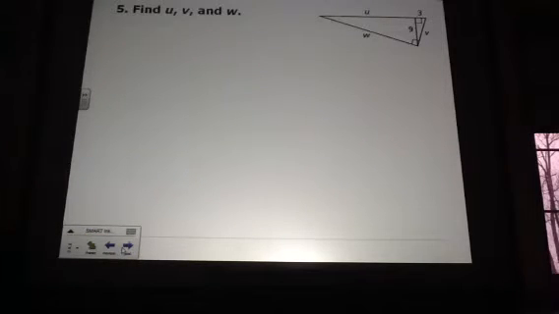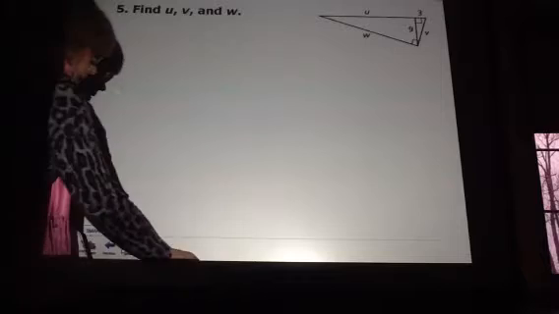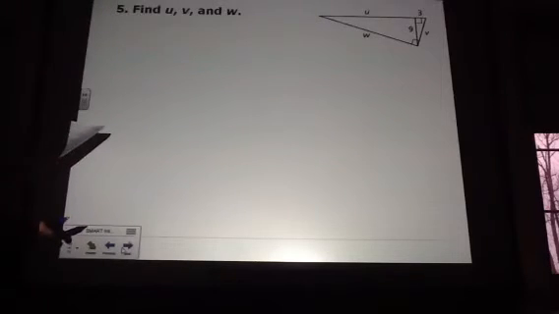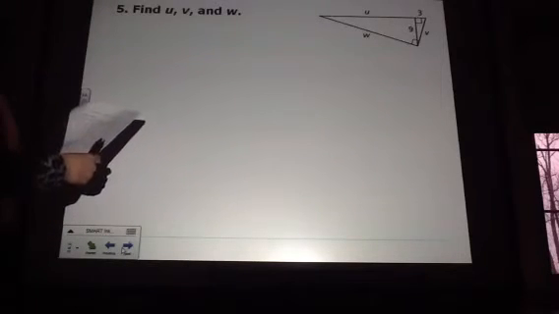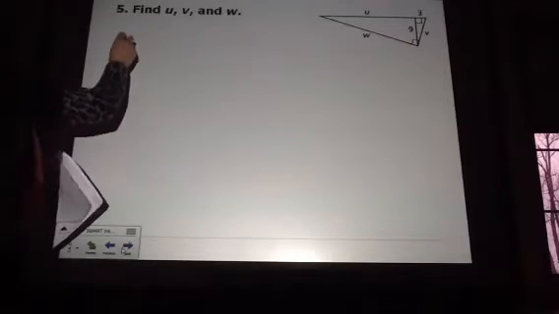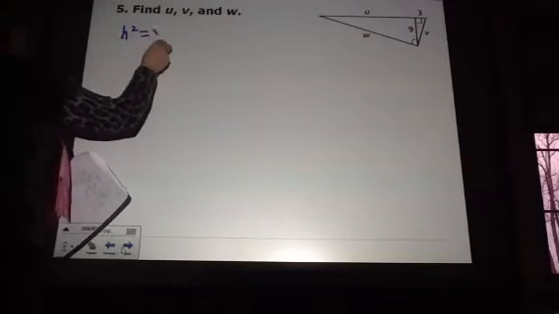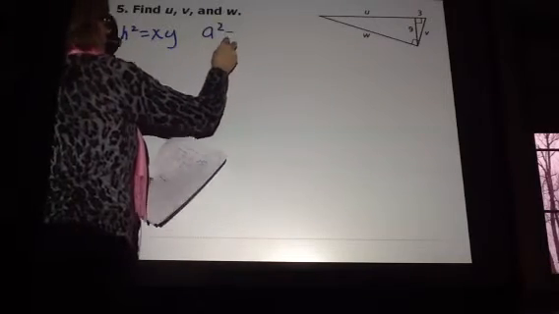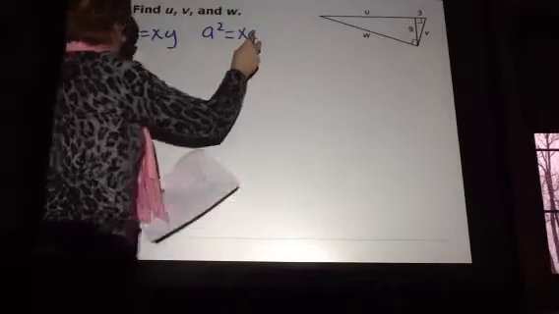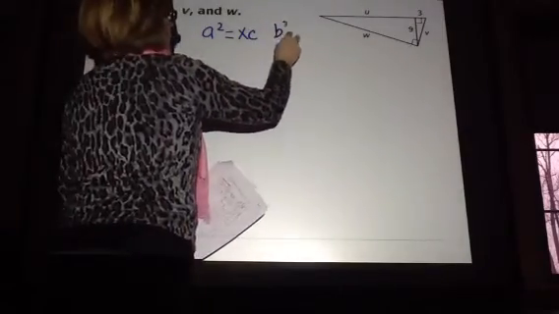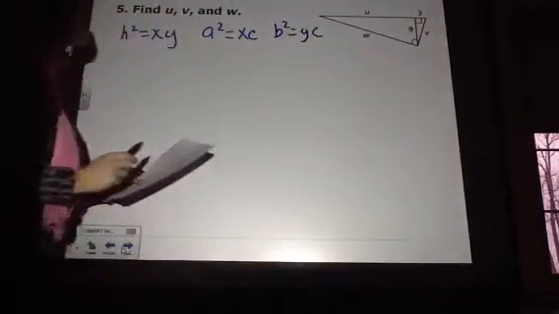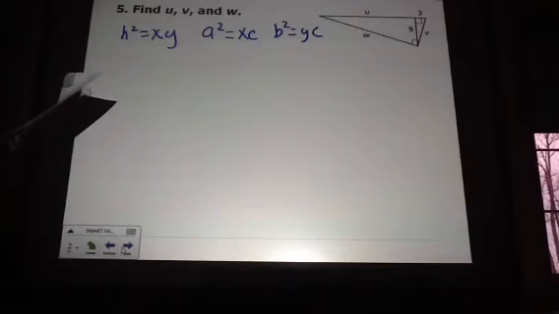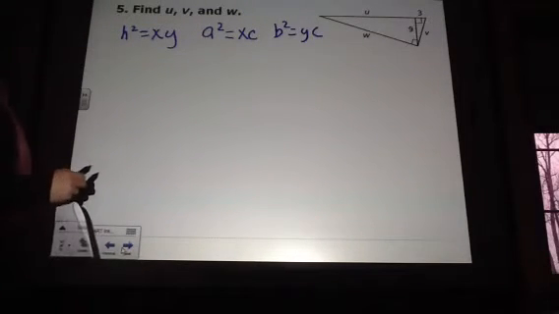Okay, same thing. I want to show you a different way by using corollaries. The first way we used geometric mean, this time we're going to use corollaries. Okay, so you don't have to redraw on this one. But remember, the hypotenuse is x times y. One of the legs is x times c. The other leg is y times c. Okay, so can we find the hypotenuse?